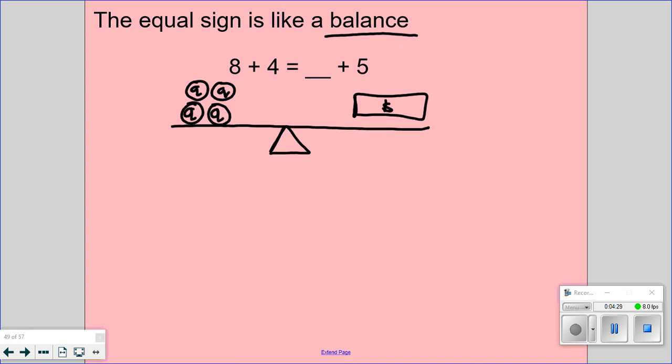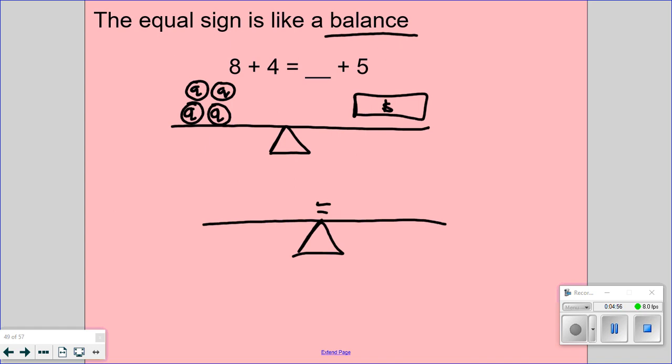So I want you to draw another balance in your notebook. Just like this. Now that fulcrum, that middle point, that's our equal sign. It's saying, hey, the stuff on this side is worth the same as the stuff on this side.